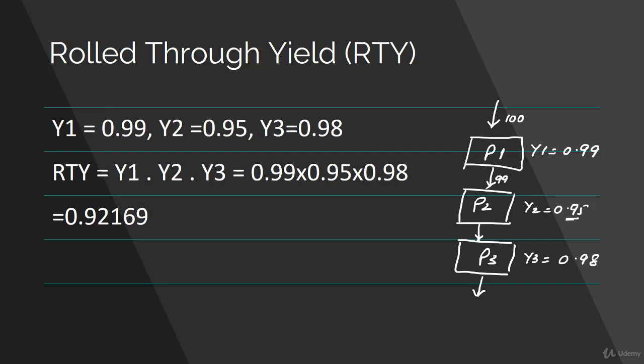So this is the concept of rolled through yield. When you have a number of processes and rejection levels, you can calculate the rolled through yield of the big process or the whole chain of processes. So this was the concept of RTY, or rolled through yield.